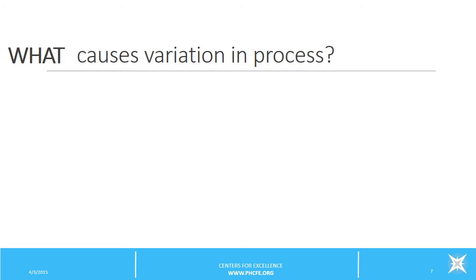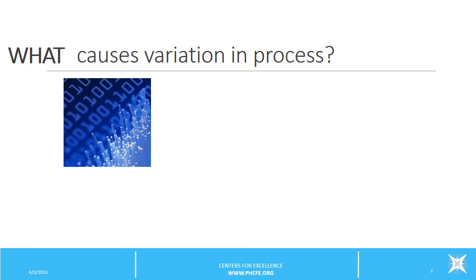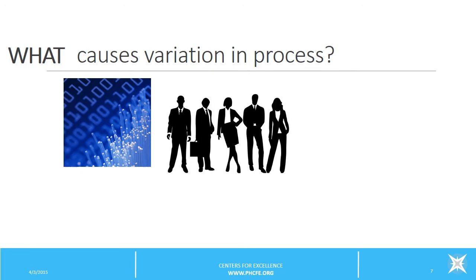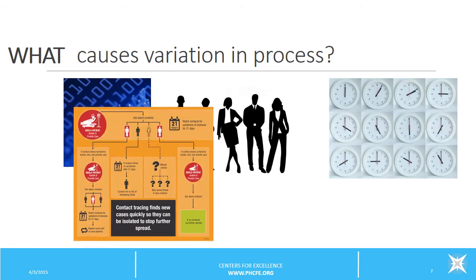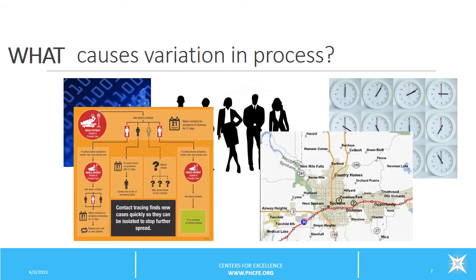Variation in our processes can be driven by technology that we might be using, different people providing the same service, shifts that employees might be working in, such as day or nighttime shifts, differences in the methods we use, and the environment can contribute to variation, such as what might occur between different clinics that we might have off-site from our primary location. And there are many other potential sources of variation.